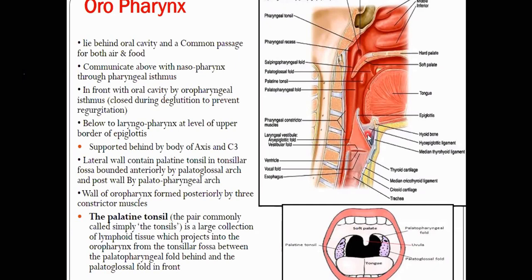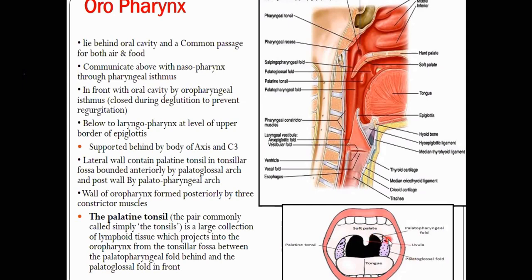Now during deglutition, or the swallowing process, the air passage is closed by the epiglottis, supported behind by the axis and the third cervical vertebra. This is the axis, the first, and the third cervical vertebra. So behind these are the margins, and laterally the palatoglossal and palatopharyngeal folds.